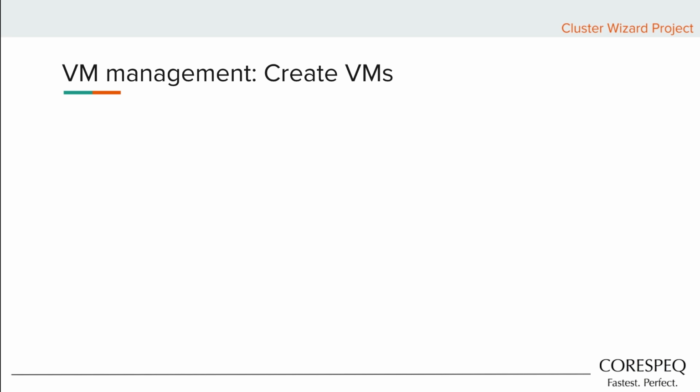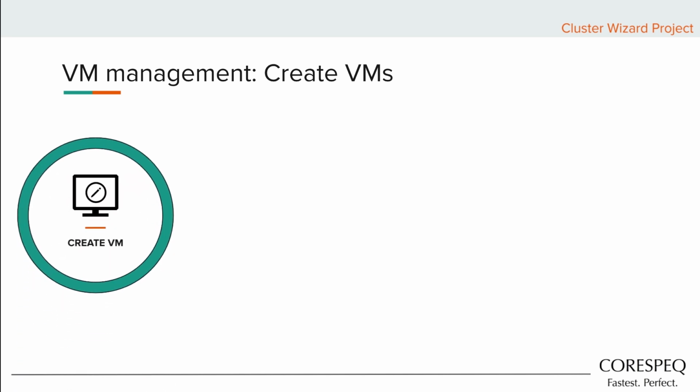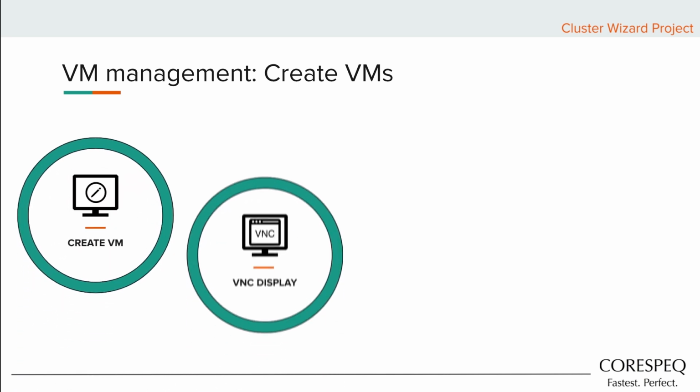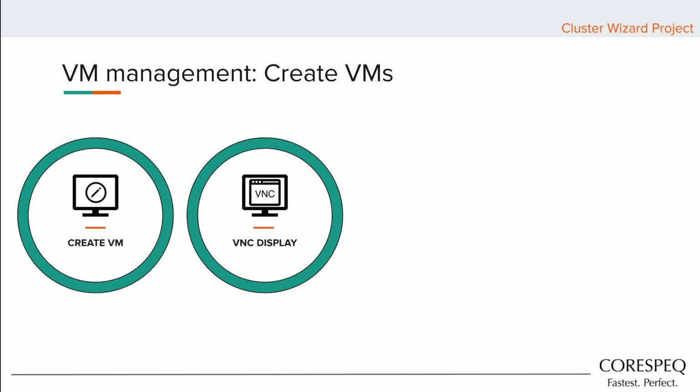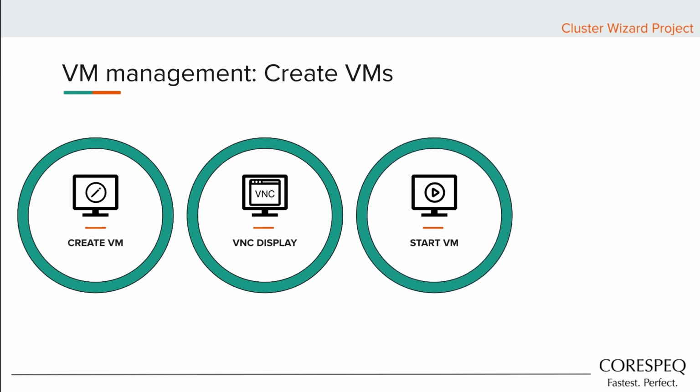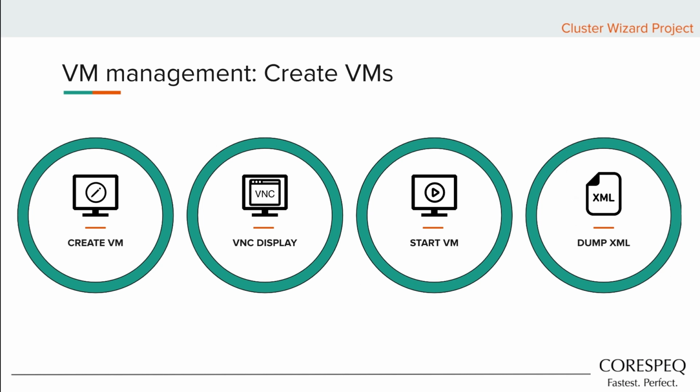VM Management. Create VMs. In this section, we will have a look at creating and accessing VMs. To do so, we will start by using the VM create command. Further, we can use the VNC display to access the VM. Lastly, we can use VM start to start a VM, and the dump XML command to get the XML config. Let's have a look at the syntax for the VM management commands used in the Create VM section.